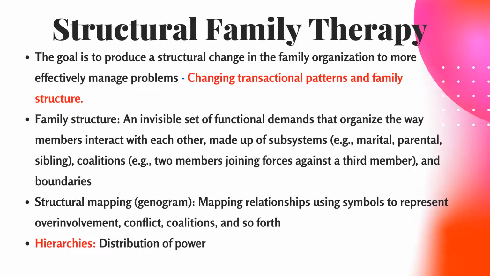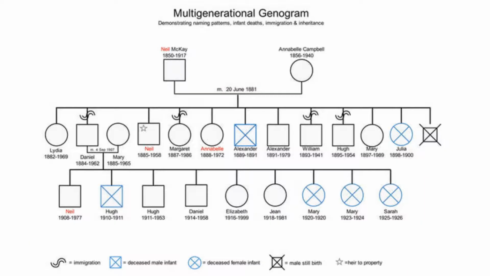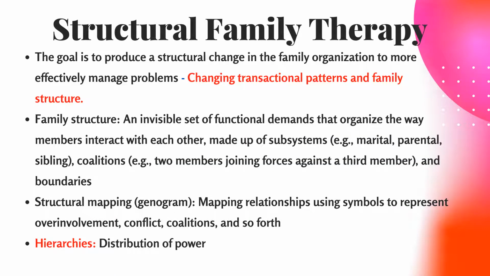You can also see structural mapping in structural family therapy, right? Because that's going to help you see the family structure. This is where you see genograms take place. You're going to see relationships that are mapped using symbols to represent an over involvement, a conflict, or coalition, and so on and so forth. So we use a system called structural mapping to help you see a picture of where the family structure and the role of each person falls in that family.